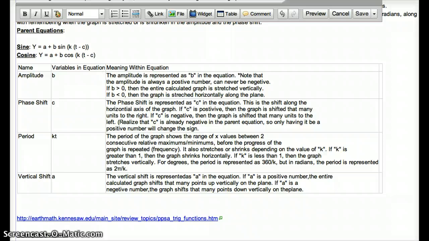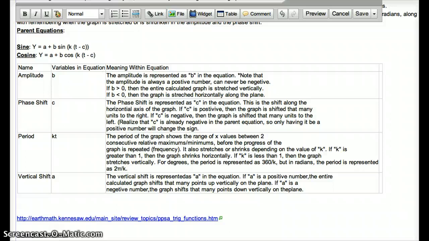We'll start with the amplitude, which is represented by b in the equation. Normally you see it right before sine and cosine in the equation. Always remember that the amplitude is a positive number. It can never be negative. If it is negative, all you have to do is take the absolute value of the number you get to make it positive. The key thing to remember about amplitude is that if b is greater than 1, then the entire graph is stretched vertically, meaning the whole thing is stretched up and down, wider.